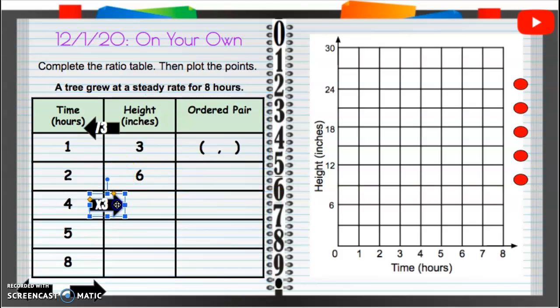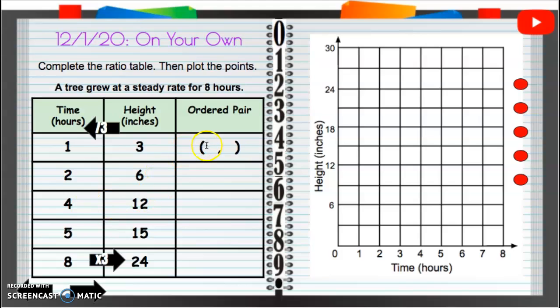In 4 hours, what's 4 times 3? 12. So it'll grow 12 inches. 5 times 3, 15 inches. And then finally, 8 times 3 is going to be 24 inches.